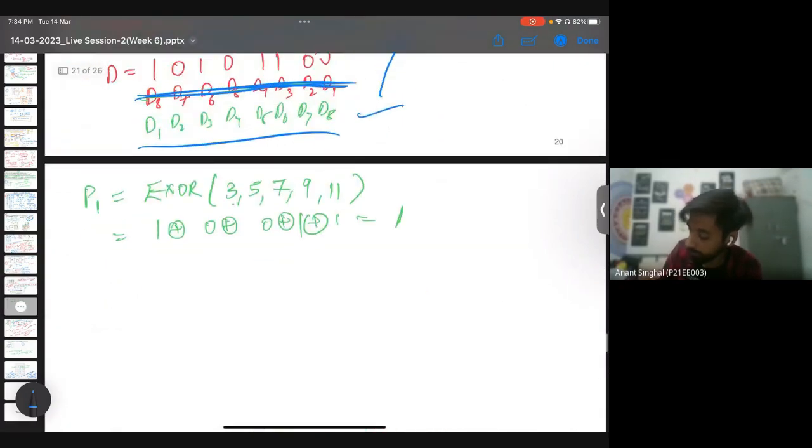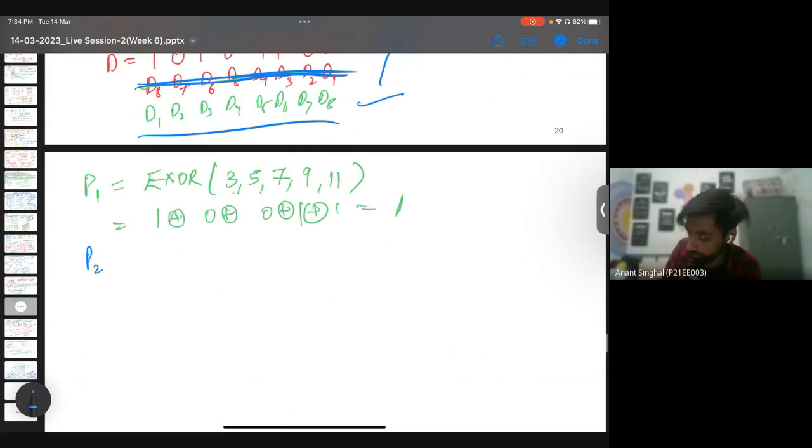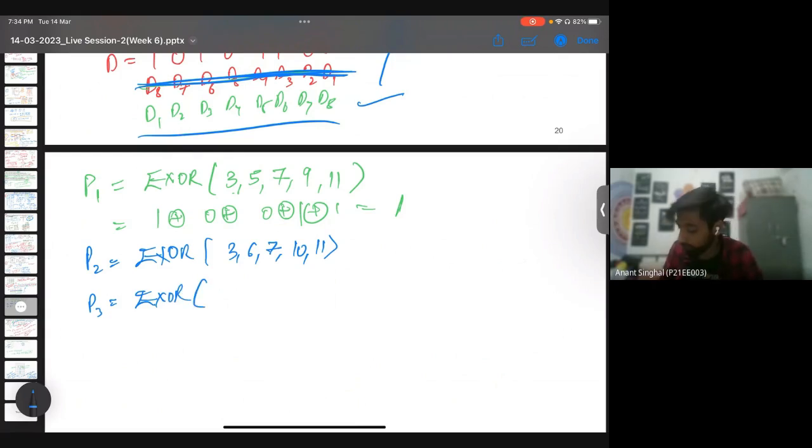Okay, they got removed, so I'll write it again. P2 was nothing but XOR of 3, 6, 7, 10, 11. Then P3 was nothing but XOR of 5, 6, 7, 12.